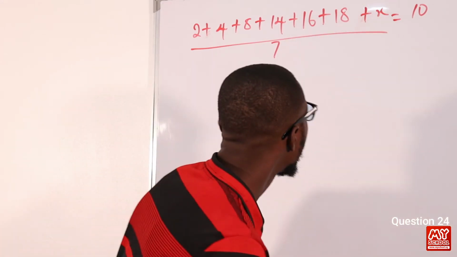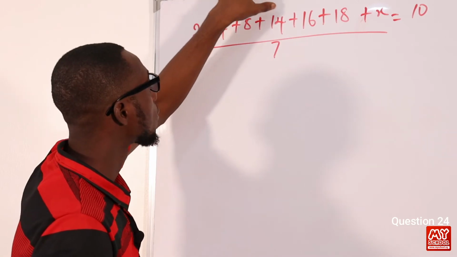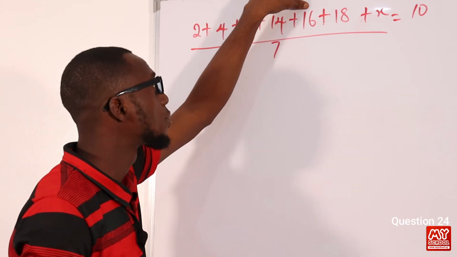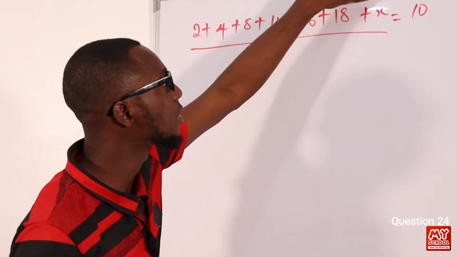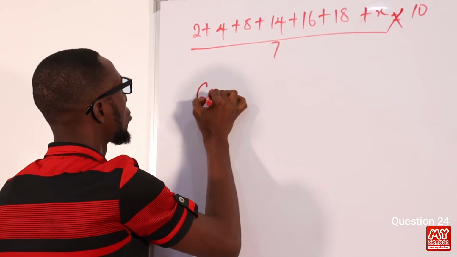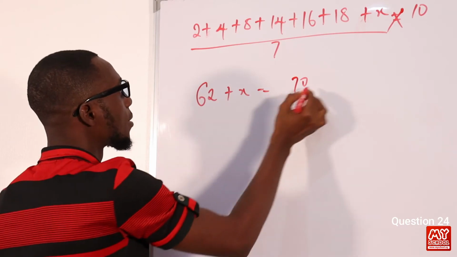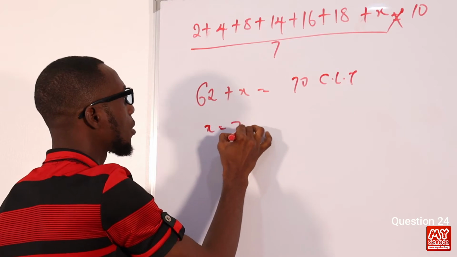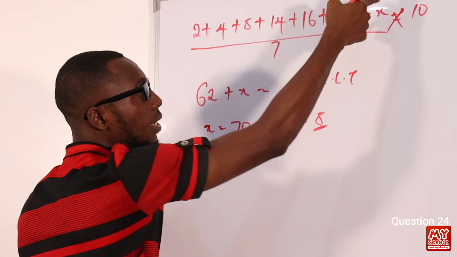So this is what we are doing. So 2 plus 4, that is 6, plus 8, that is 14, plus 14, that is 28. 28 plus 16, okay, that gives you 44. 44 plus 18, that gives you 62. So we have 62 plus x when you cross multiply. So we have 62 plus x equals 7 times 10, that is 70. Collect like terms. Okay, so we can send this out. That means x equals 70 minus 62. That means x is 8. So the 7th number we don't know of is 8.